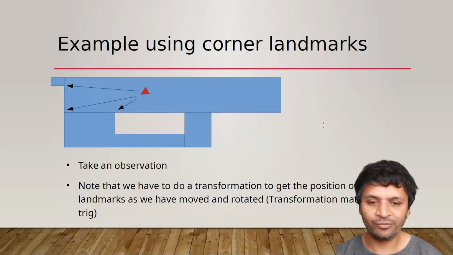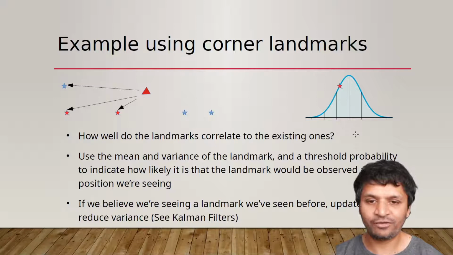Okay, then we take another observation. And again, we do the transformation to get the position of the landmark. But now we say, okay, look, this thing maybe is at, I don't know, 10 degrees. But I am at 20 degrees, so it's like 30 degrees. And I'm not at 0, 0, I'm at 5, 9. So we'll have to use a transformation matrix to figure out where the landmark actually is versus where it is in our observation, right? And we end up with some set of landmarks that we're observing now, say these 3, right?